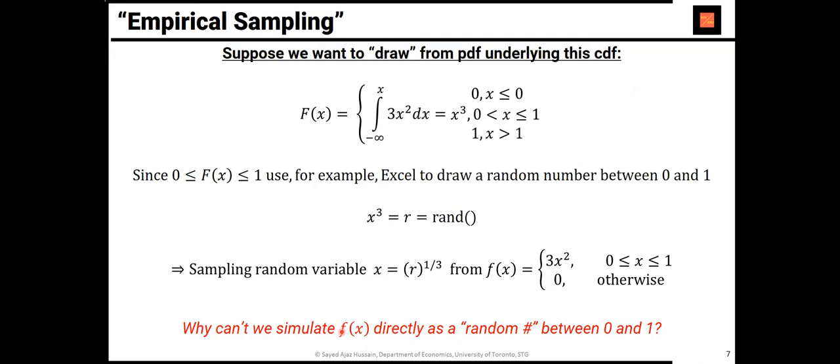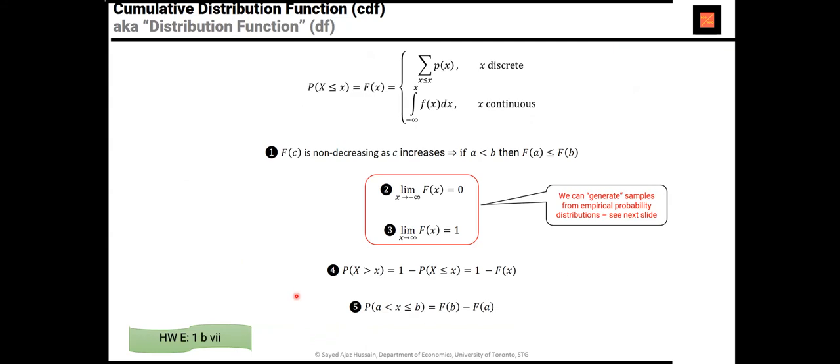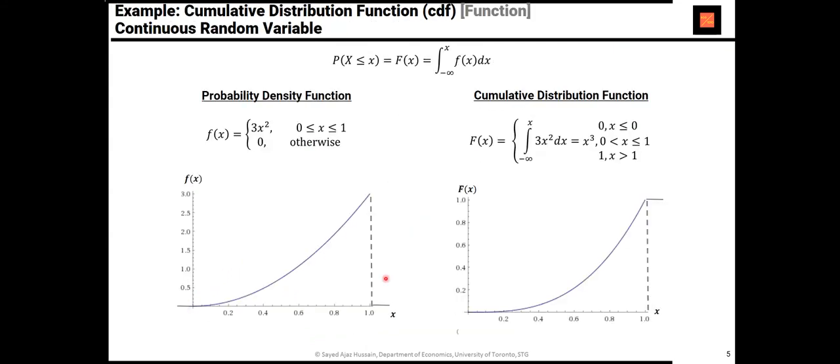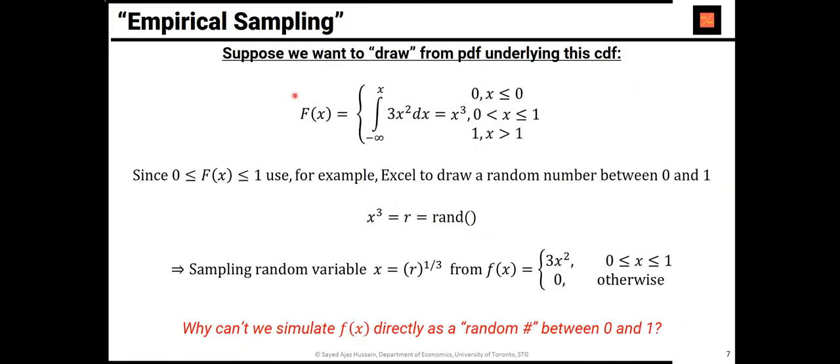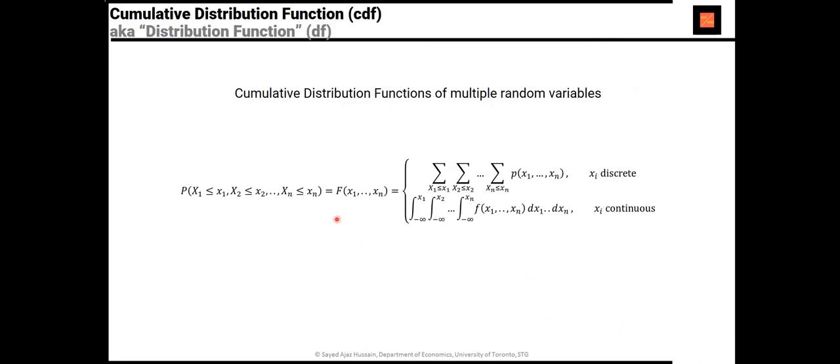Think about this. The answer has to do with the fact that CDFs are between 0 and 1, so you can use machines to pick a number between 0 and 1. PDFs may not be a number between 0 and 1. That's why you can use a CDF to simulate the X values from the underlying PDF. Let's now try to do a CDF of multiple random variables.